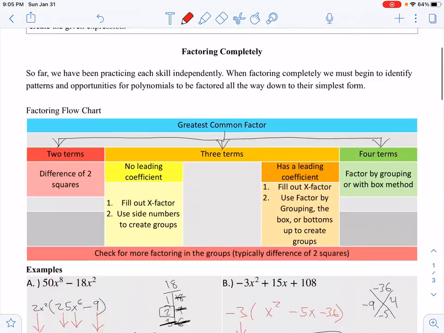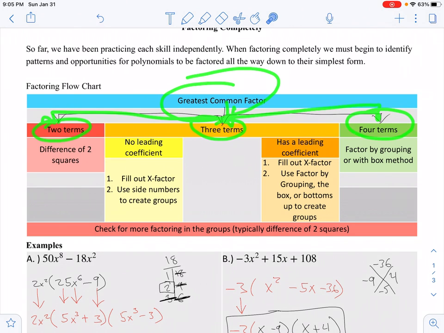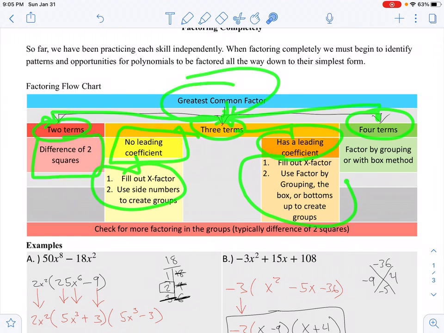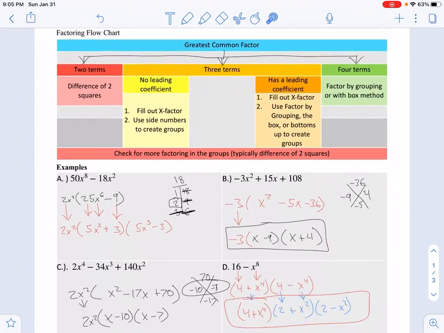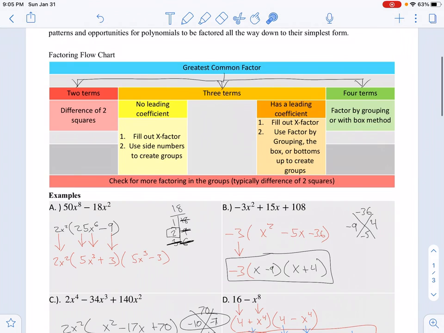So when we're talking about factoring completely, we're always looking for the greatest common factor. Then we're saying, are there 2 terms, 3 terms, or 4 terms? And we're following our steps that we've already been practicing to factor 2 terms, 3 terms with no leading coefficient, 3 terms with a leading coefficient, or 4 terms factored by grouping. And then always at the end, we're looking for more factoring in the groups. For the most part, for factoring completely, you're going to see 2 and 3 terms the most. 4 terms will show up, but not often.